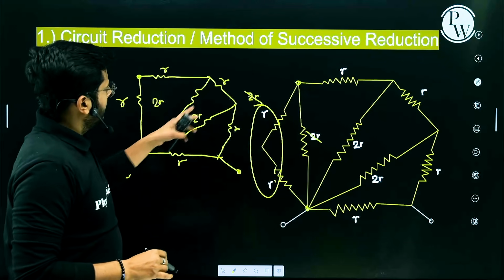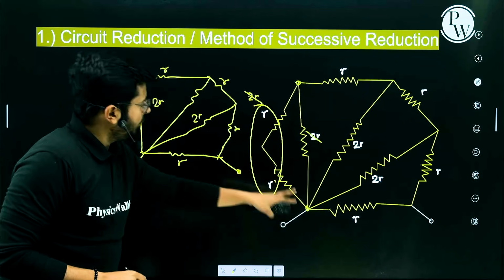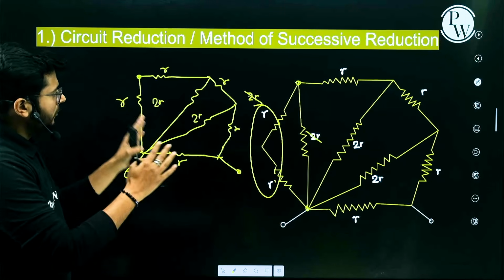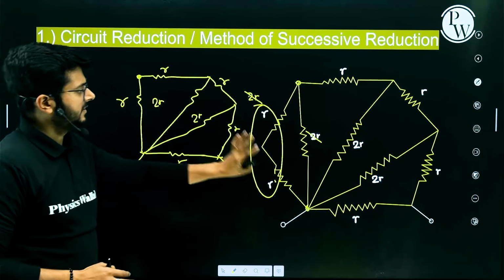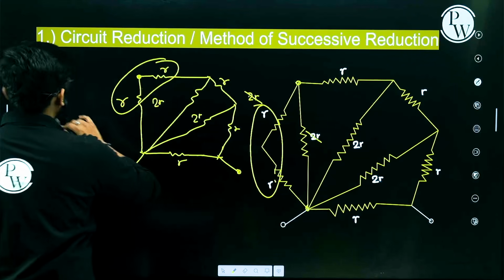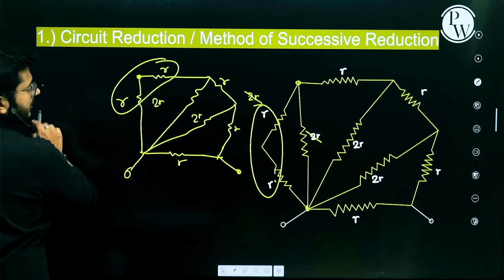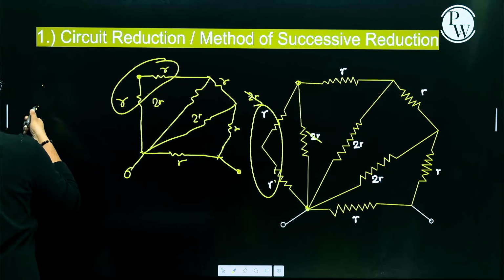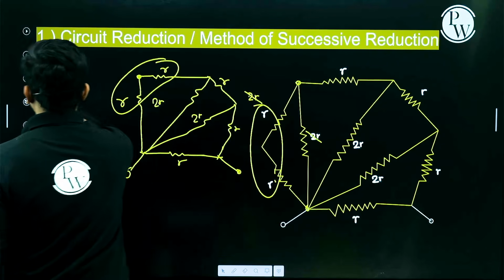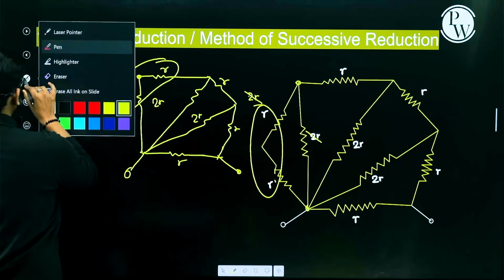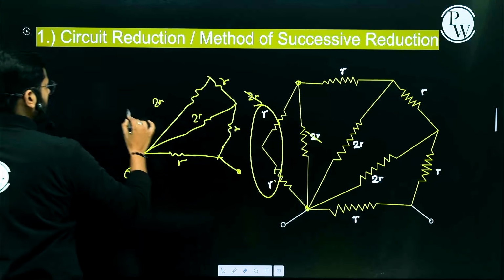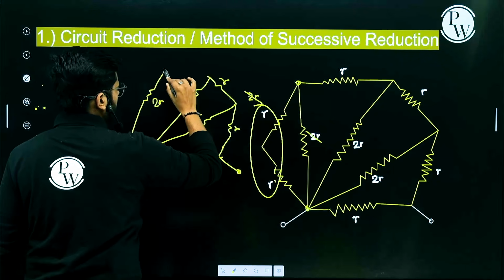So you see that this is what we have done. Between these 2 points, we have replaced all three resistances with net resistance R, right? So you have successively reduced it. The remaining resistances are as it is. Now you can further reduce these two resistances, okay? Remove them and add one resistance in place of that, which is 2R.